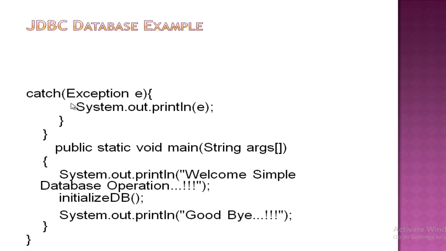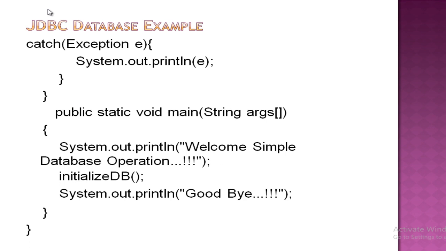So suppose the exception arises. If the exception arises, then we have to write catch exception e, and whatever system generated exception is there, that will be printed out.